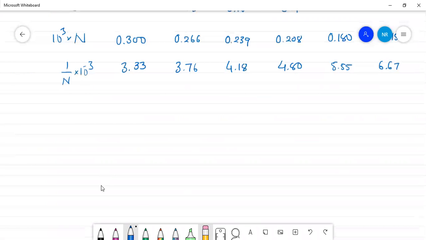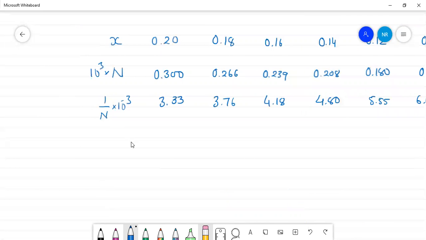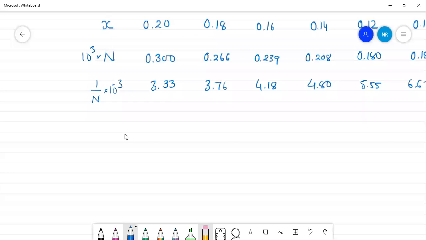So now we have to draw a graph of 1 divided by n versus x. Let me draw the graph of 1 divided by n versus x in Excel. Just one minute, I will open Excel.